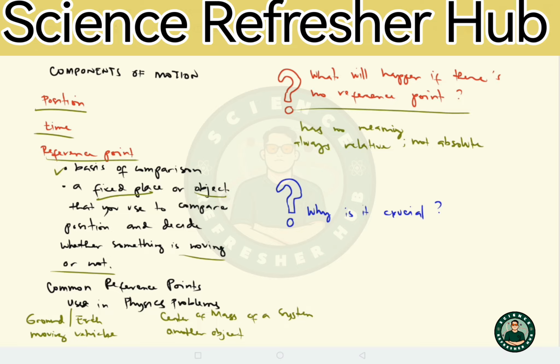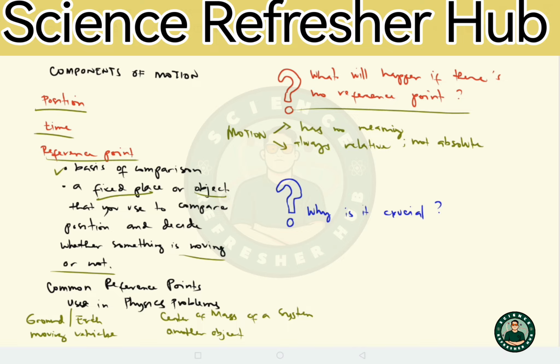So without a reference point, motion has no meaning since motion is always relative and not absolute. Why is it crucial? Why is it important? Because the object is moving relative to something, in order for us to perfectly describe the motion. So without the reference point, again and again, the motion will have no meaning.